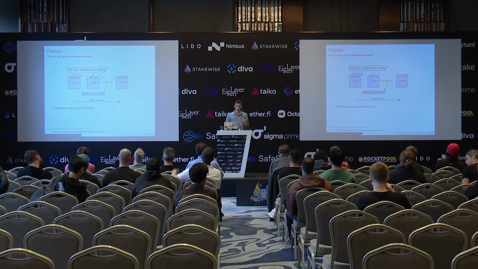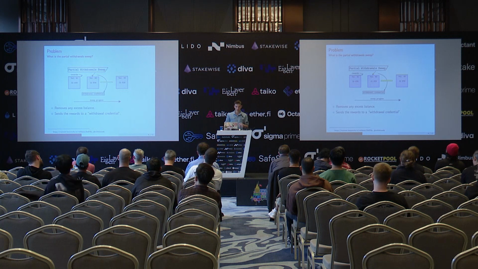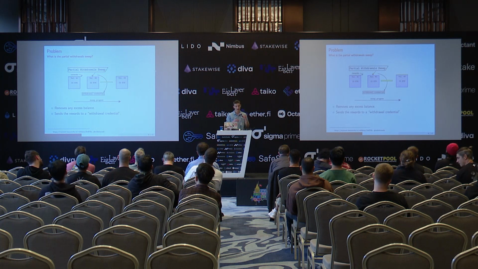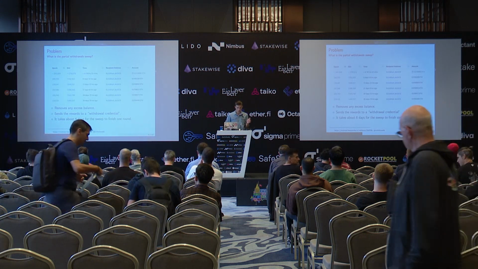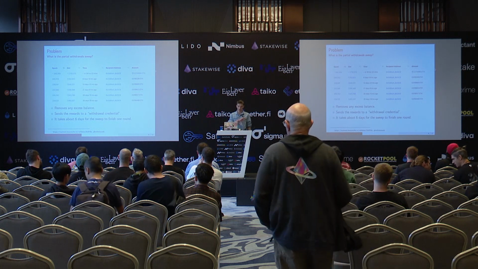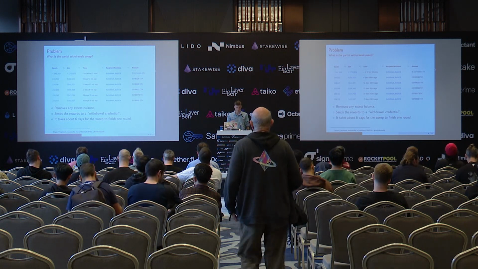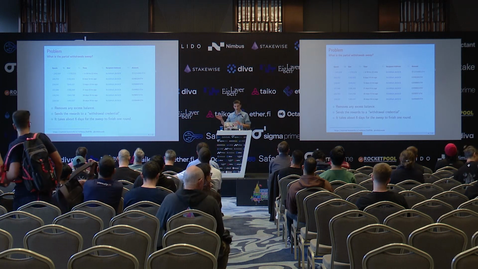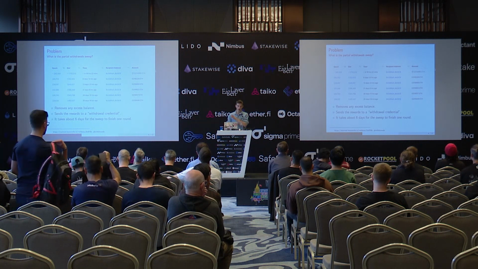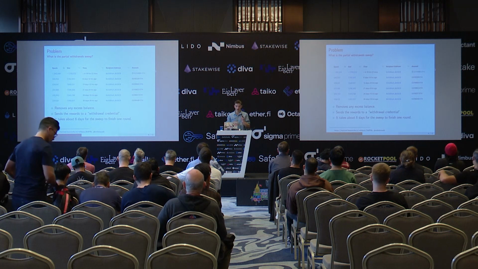So it just removes any excess balance above the 32 ETH, and it sends these rewards to what's called a withdrawal credential. If the validator doesn't have the withdrawal credential set, then the balance will just accumulate without being withdrawn anywhere. And it takes about 6 days for the sweep to complete one round. Basically, it just does a linear scan through all the validators, starting at validator index 1, going through the end, and then once it reaches the end, it just starts back over.